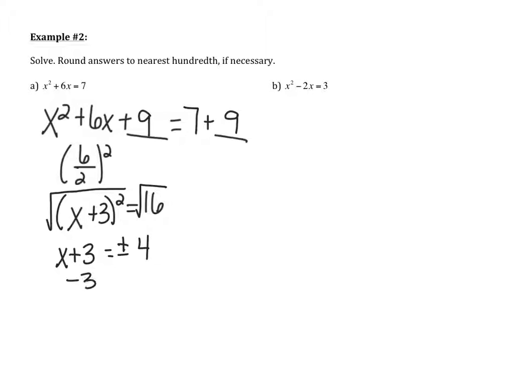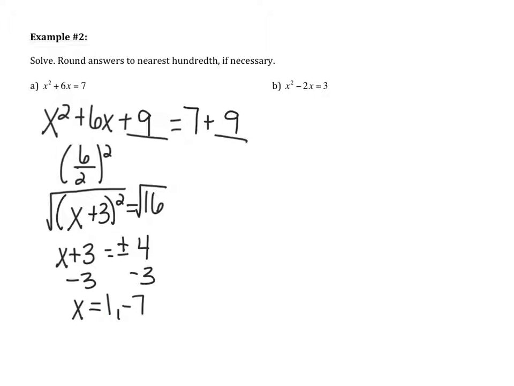So then I would just subtract 3 from both sides. Remember, I have to subtract 3 from the 4 and the negative 4. So 4 minus 3 is 1, and negative 4 minus 3 is negative 7. So my two answers are 1 and negative 7. So keep in mind, this means that if I had graphed this equation, the x-intercepts would have been at 1 and negative 7. Let's look at part B.